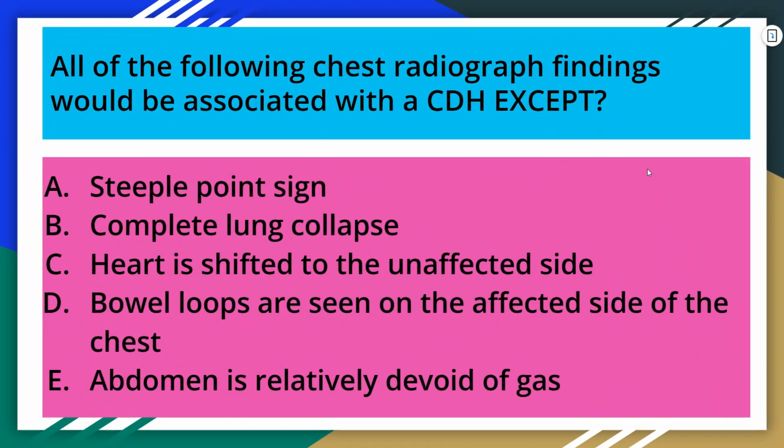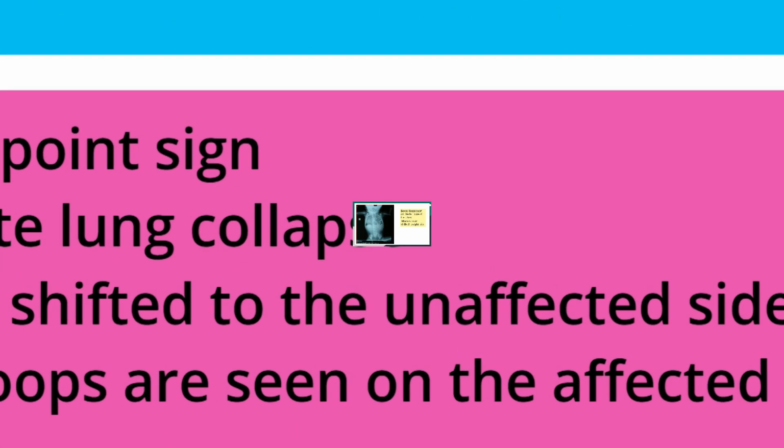Question: All of the following chest radiograph findings would be associated with CDH except: stipple point sign, complete lung collapse, heart is shifted to the unaffected side, bowel loops are seen on the affected side of the chest, abdomen is relatively devoid of gas. So let's learn what the radiographic findings of CDH are.